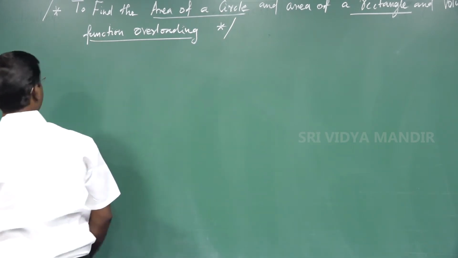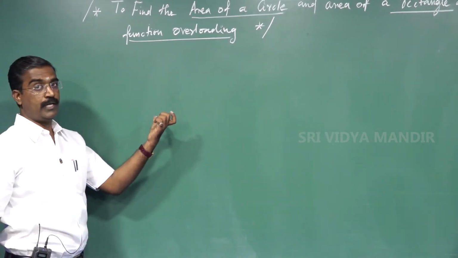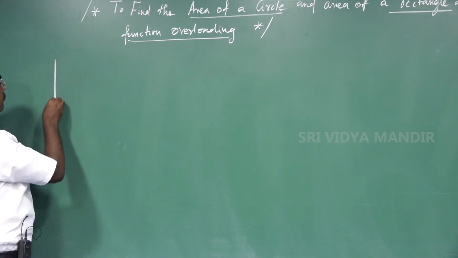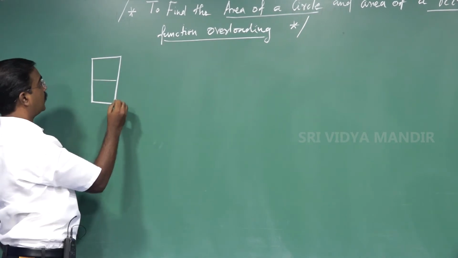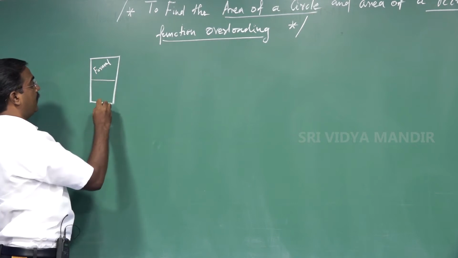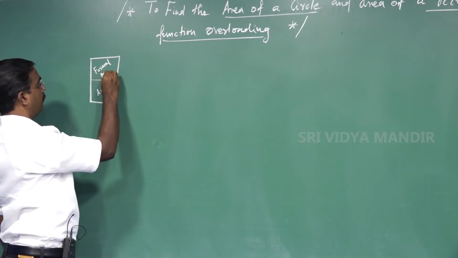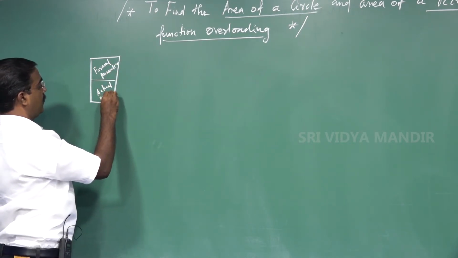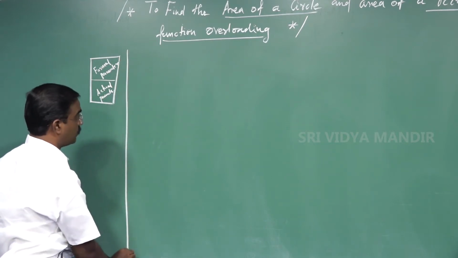In this program, we already know about function overloading. Simply, this program is actually a combination of two things. The top one is formal, and then actual. So here is the formal parameter, and this is the actual parameter. So we will make a program also.